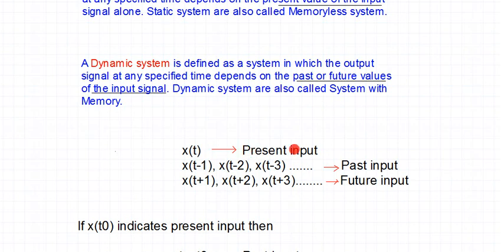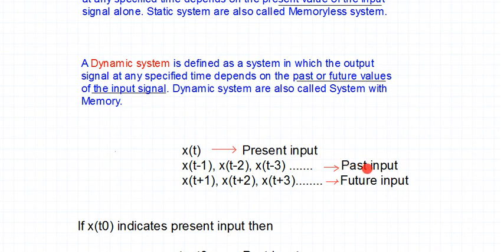Whereas these terms x of t minus 1, x of t minus 2 or t minus 3, what are all these? We call them the delayed inputs, right? These are nothing but the past input signals. So x of t minus 1, x of t minus 2, x of t minus 3 and so on. If these terms are present in the output of the system, it indicates that the output of the system is dependent on the past inputs.